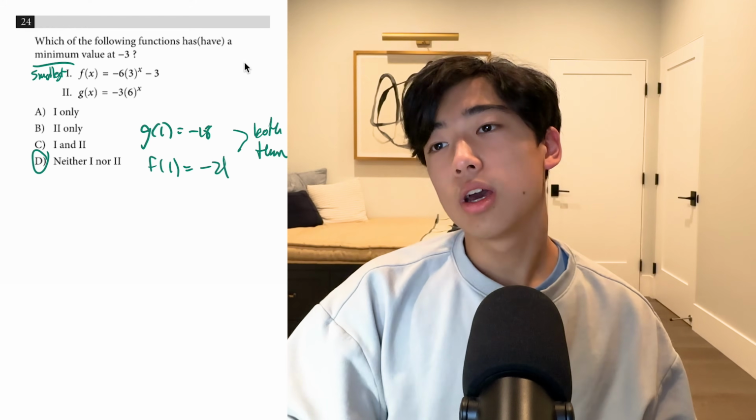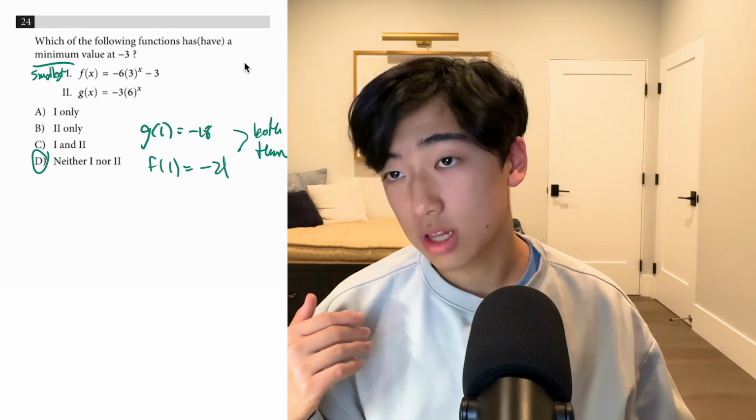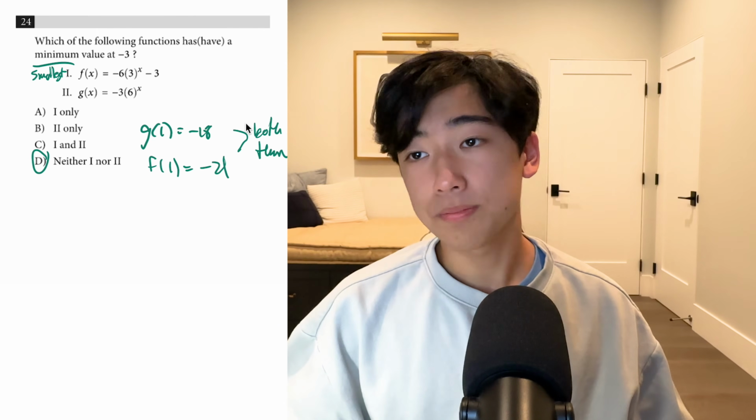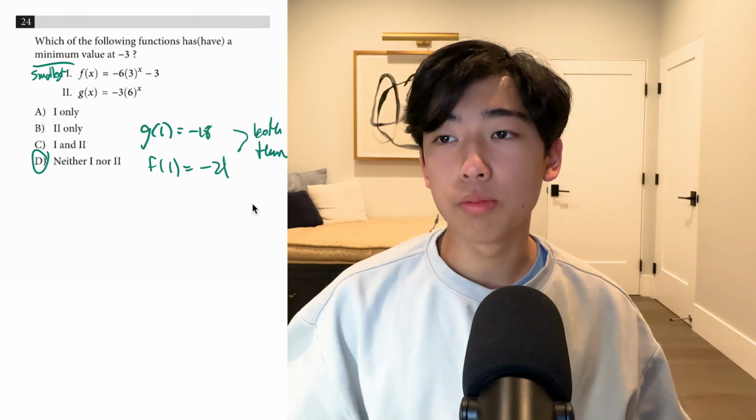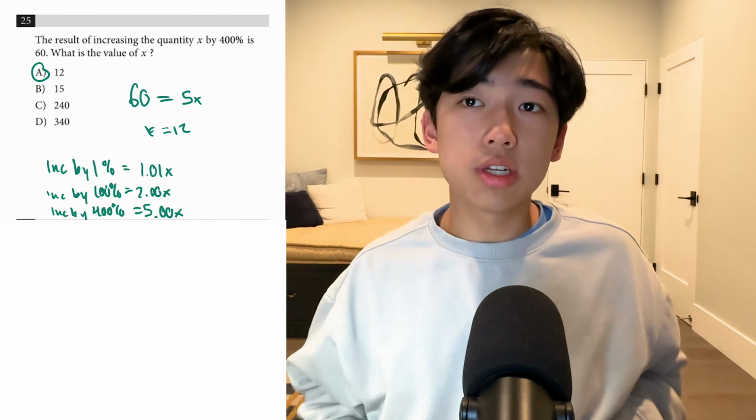Number 24, when it says minimum value, it means that the smallest value of the function is -3. So one way to easily solve this is to just disprove it. Say that there's a value that is lower than -3. And here if you plug in 1, you both get values that are lower than -3, so it's neither.